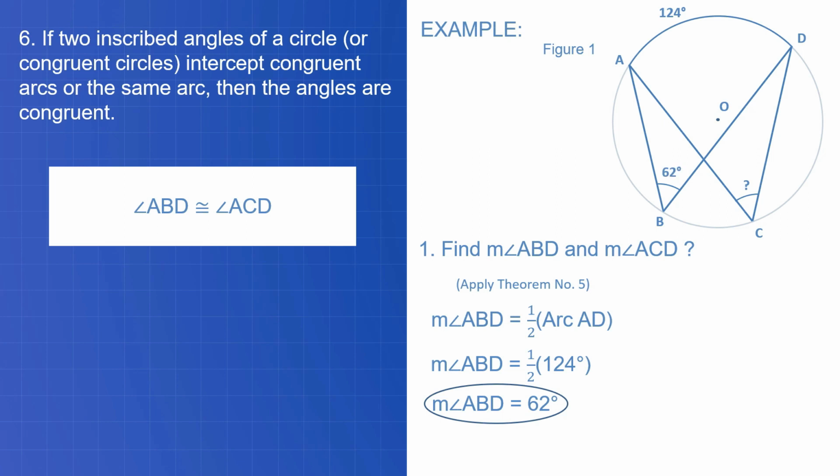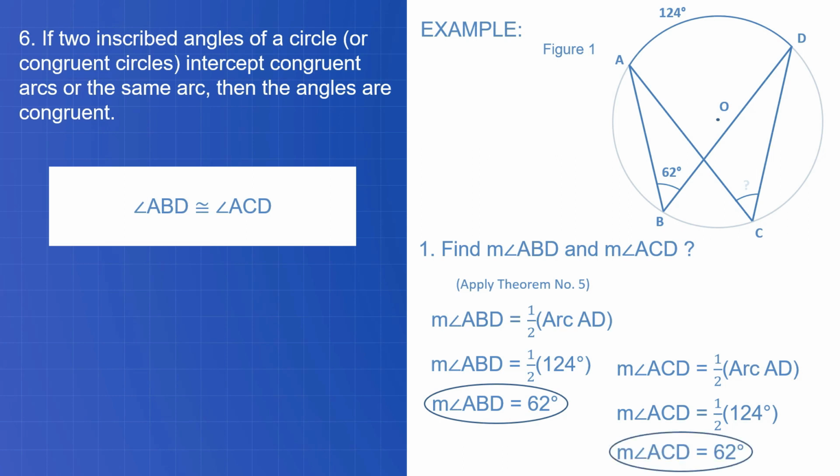Now let's find the other, the measure of angle ACD. Apply theorem number 5 to find the measure of angle ACD, which is equal to 1/2 times arc AD. Substitute the value of arc AD and then simplify. Therefore, we have 62 degrees.